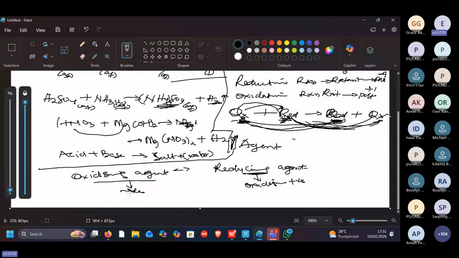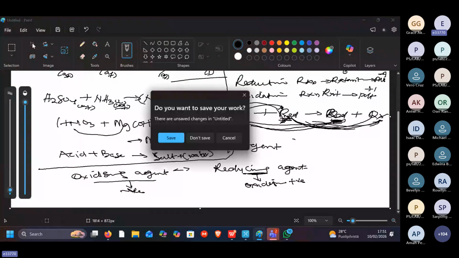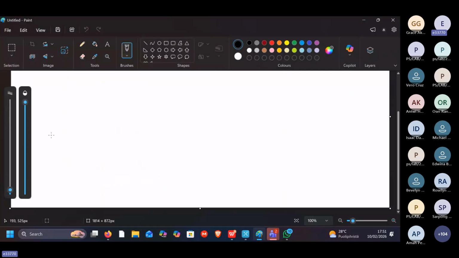Let me put it this way. So let me clean this one and then put it this way. In a redox reaction, we have two species there. We have what you call the oxidizing agent, and of course the reducing agent, plus the oxidizing agent.